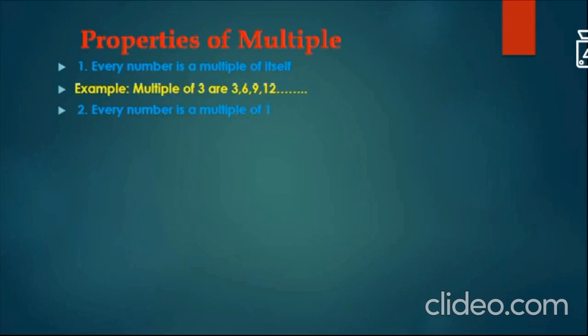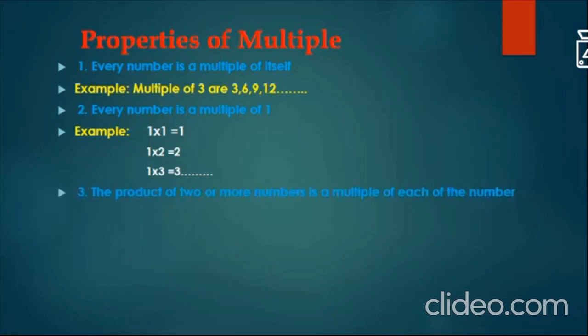Now, every number is a multiple of 1. That means in the multiplication table of 1, you can see every number. 1 multiplied by 1 is equal to 1. 1 multiplied by 2 is equal to 2. 1 multiplied by 3 is equal to 3. That means any number when it is multiplied by 1, we get the same number. That means the number has 1 as a factor. So every number is a multiple of 1. You can multiply any number with 1, you will get the same number.